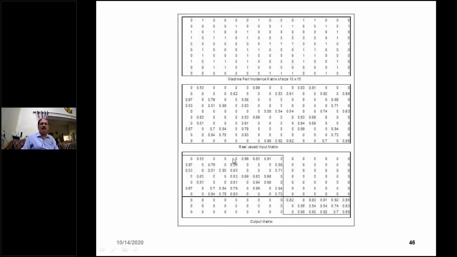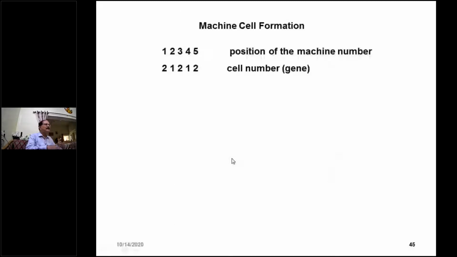Once you do such things, then you can use the genetic algorithm. You can use, as usual, reproduction. Then you can use PMX or OX type crossover. Then use position based mutation, like that you can use, and you can easily find out the machine cells.